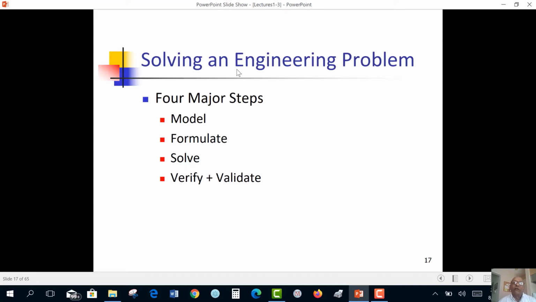So therefore, in solving an engineering problem, we have 4 major steps. Given a problem, we first create a model, then we formulate it, and then once we have a formulation, we solve it. And once we solve it, we want to always verify and validate. So this is the sequence in which we go: model, formulate, solve, verify, validate.